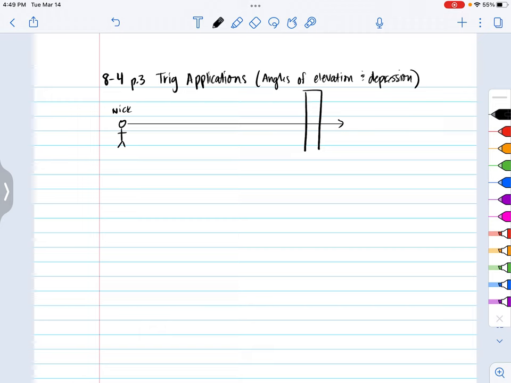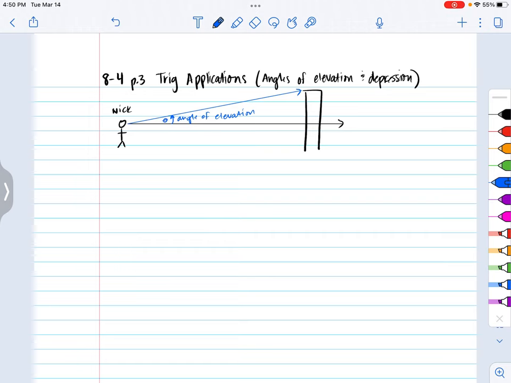And when you're talking about angles of elevation and depression, like I said, it's exactly what it sounds like. If he were to raise his eye level, let's do this in blue, to, let's say, the top of the building, he's changing his eye level from straight forward to the top of the building. That is an angle of elevation. Okay, so that change of eye level from straight forward to the top of the building creates an angle from this original line.